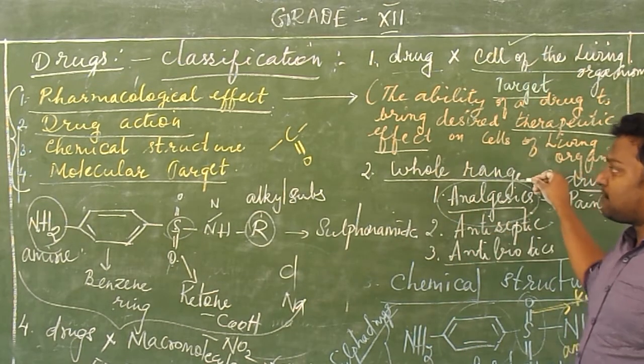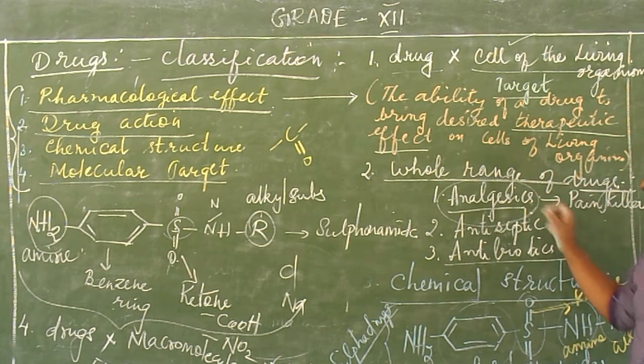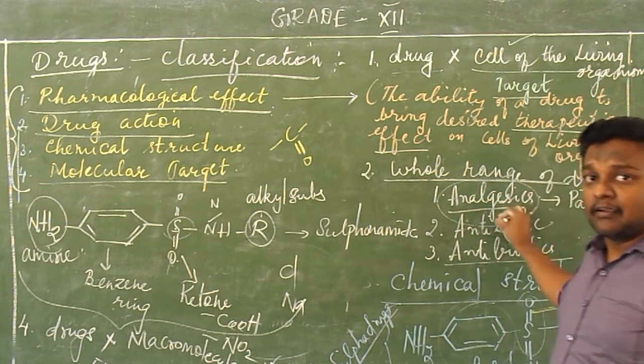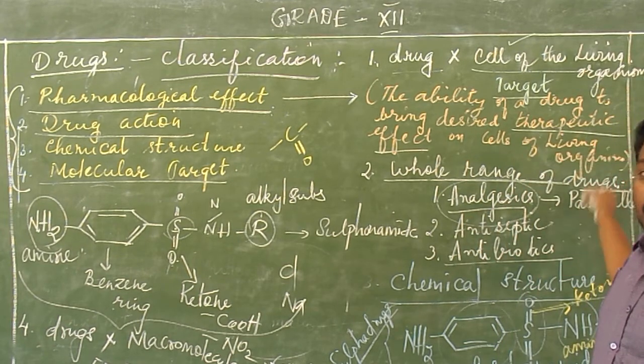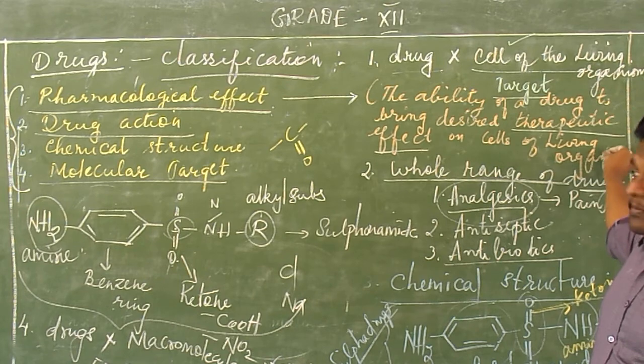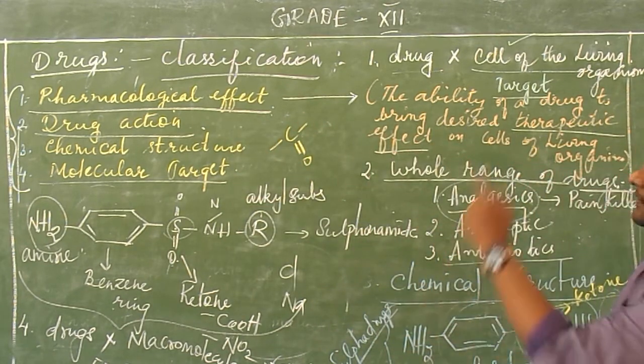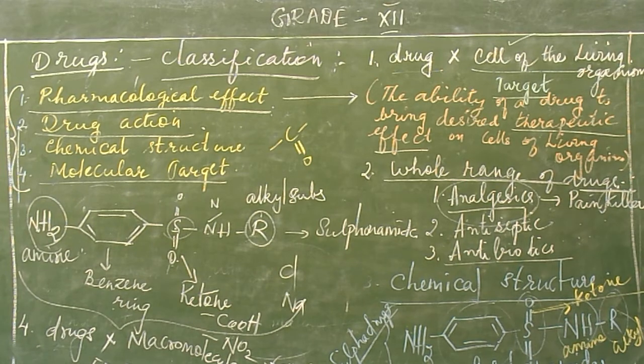Second one, example: the whole range of drugs like analgesics, antiseptics and antibiotics can be used for the treatment of certain kinds of infection taking place in the cells. Then the next one is drug action. For drug action, the drug interacts with biochemical reactions. Examples are histamine and antihistamine, inflammation. Keep that in your mind.